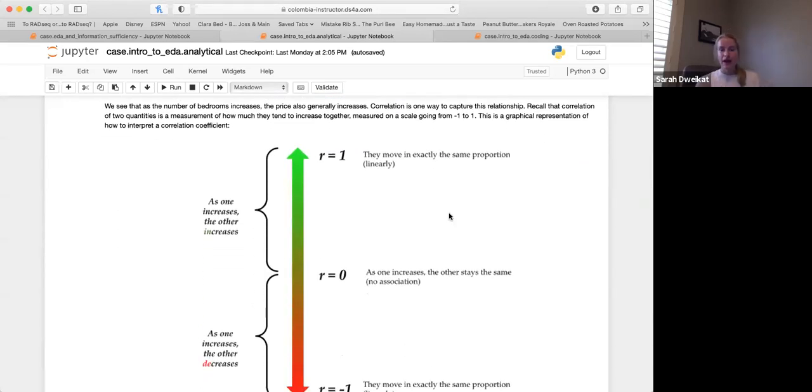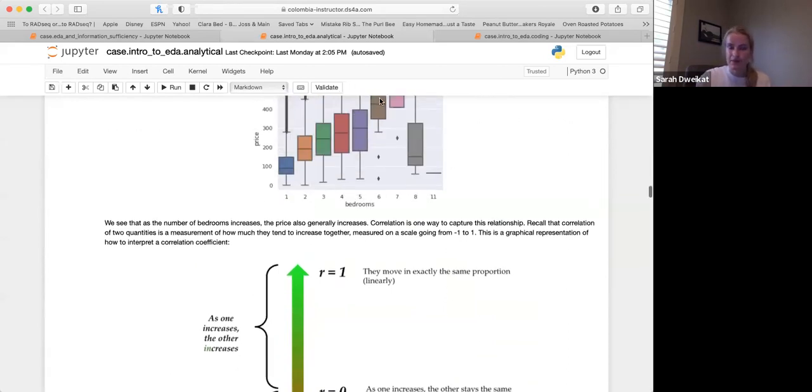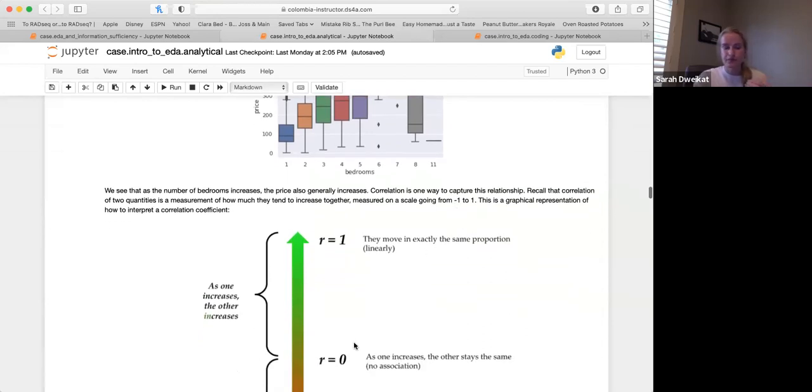When we run a correlation, we will get a value between -1 and 1. A correlation of 1 is incredibly rare. You shouldn't ever really get a correlation of 1 unless you were comparing price to price. But a positive correlation means that as one variable is increasing, so is another, kind of like what we see here. If you have between 0 and 0.25, that's a pretty weak correlation. It's a weak positive correlation.